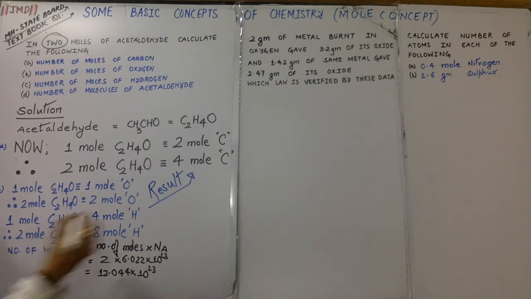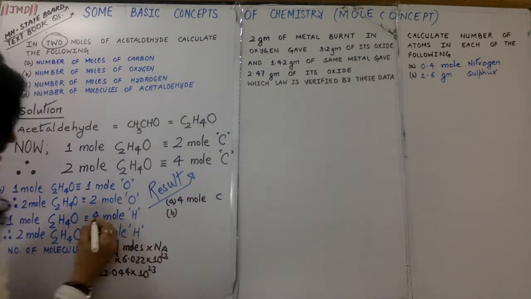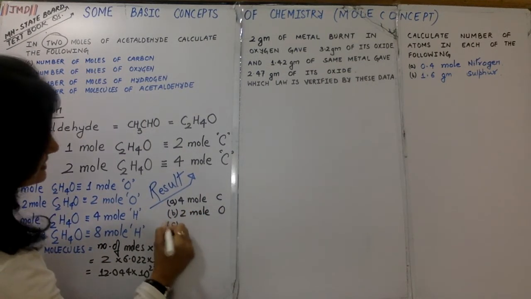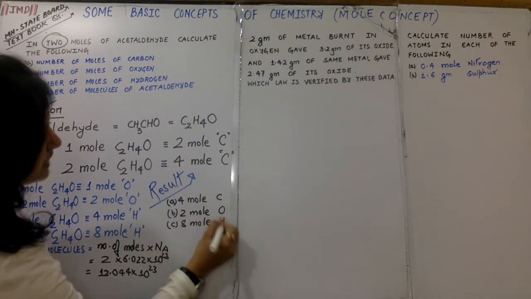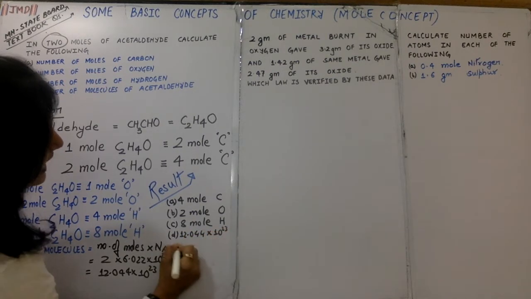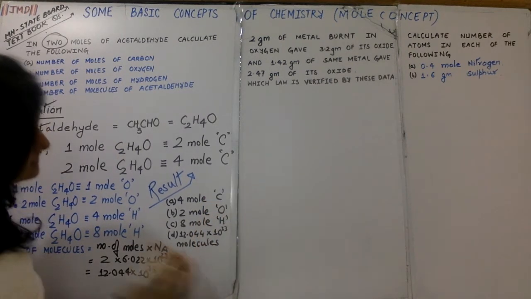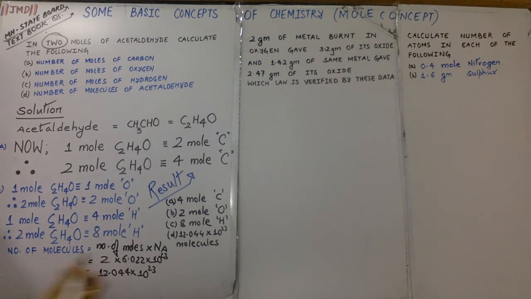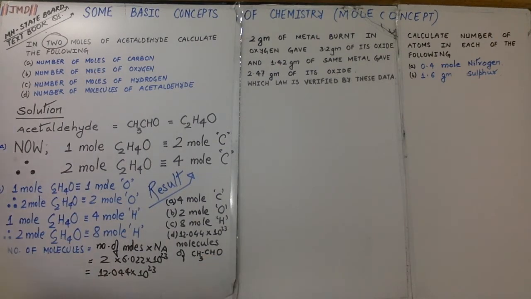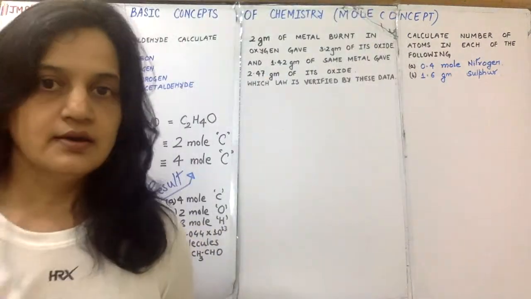So in result, A, 4 mole carbon, B, 2 mole oxygen, C, 8 mole hydrogen, D, 12.044 into 10 to 23 molecules. That's the way to write the result. I hope this is clear. You can further mention molecules of acetaldehyde, CH3CHO. Okay? Clear? Okay. Now next.